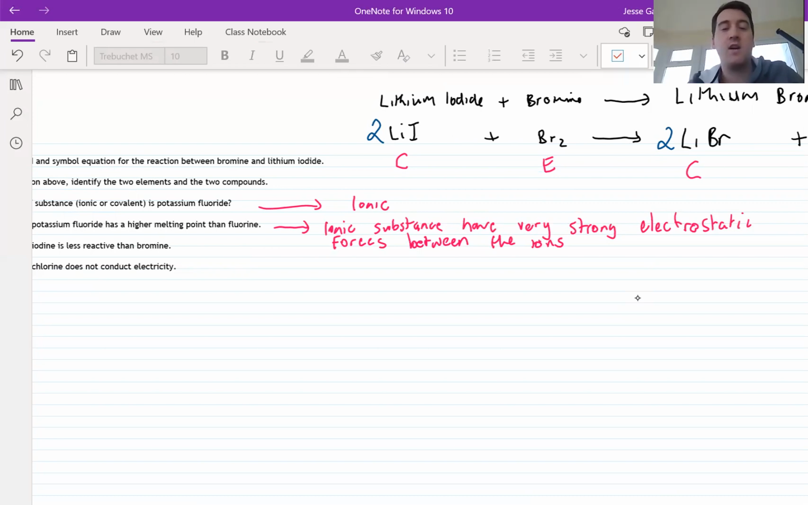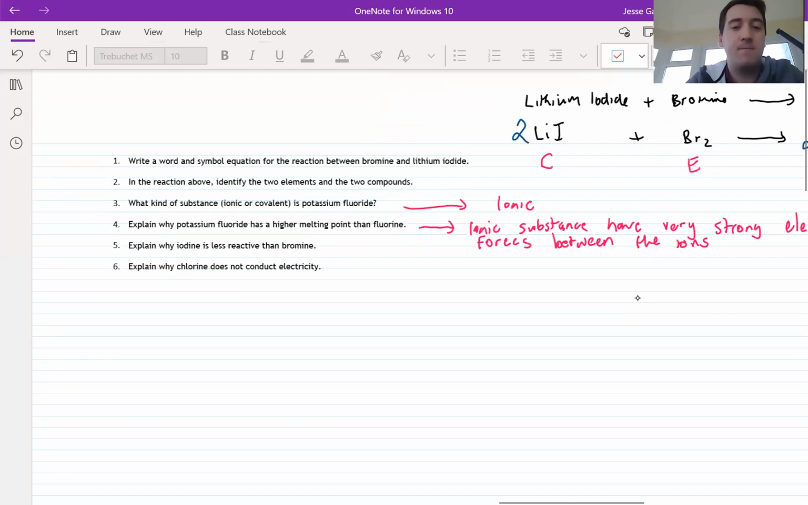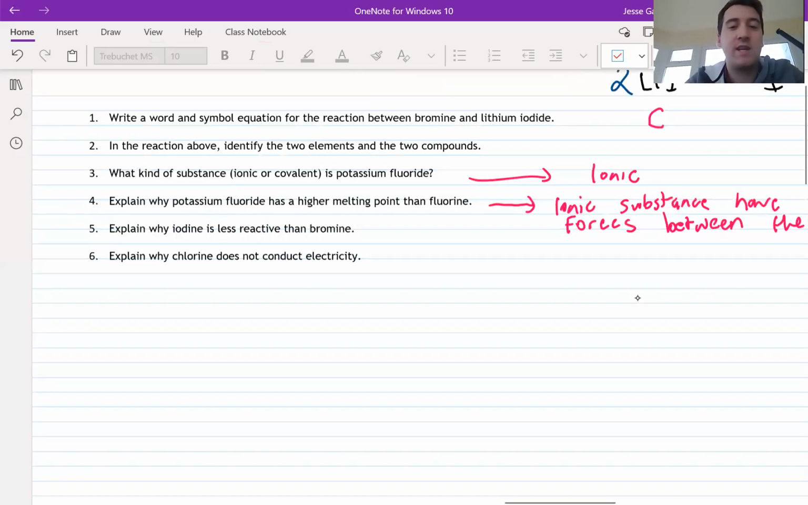When you have an ionic substance, you have millions of these ions in a crystal, and they're held together by electrostatic forces, which are extremely strong. This gives them very high boiling points compared to van der Waals forces in between covalent substances. Explain why iodine is less reactive than bromine. Well, iodine is further down the table, which means it has a bigger atomic radius and more screening. So you should have those in your answer. Well done if you did.